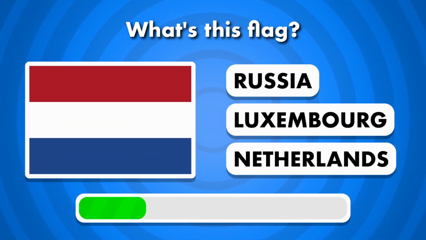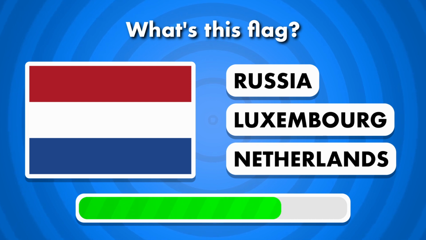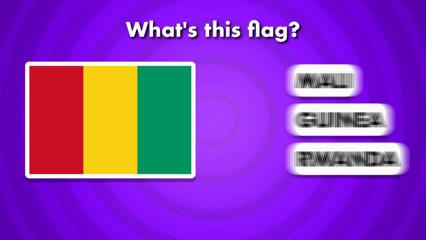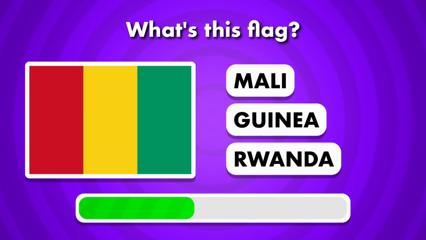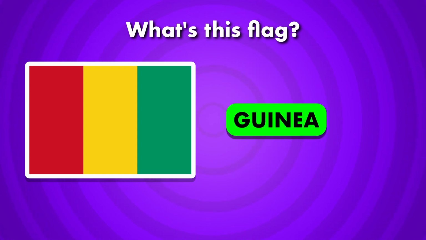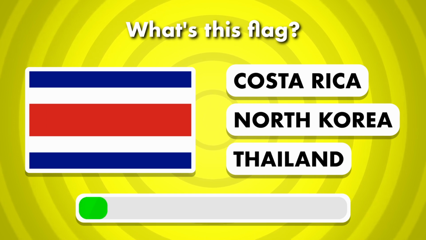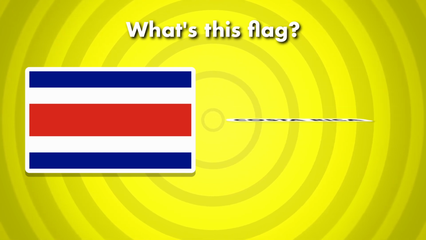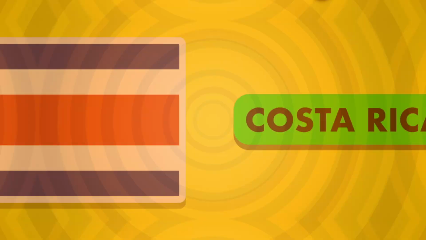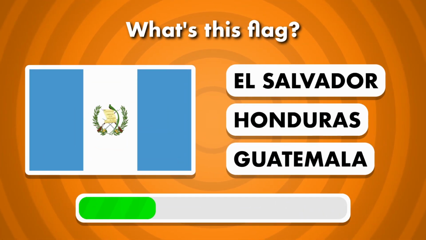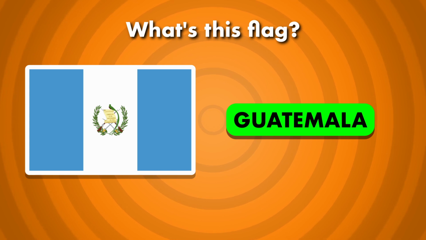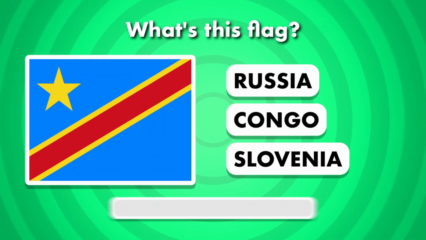What do you think? The answer is Netherlands. The country was Guinea. The country was Costa Rica. The answer is Guatemala. What country does this flag represent?